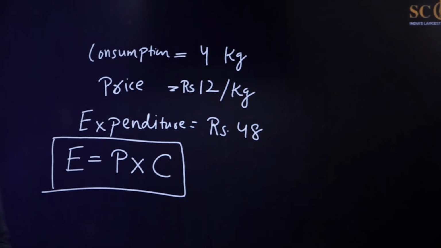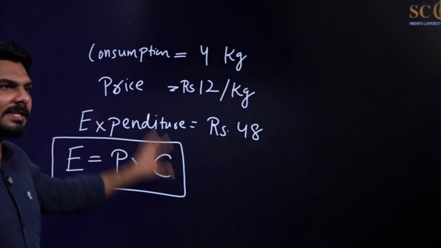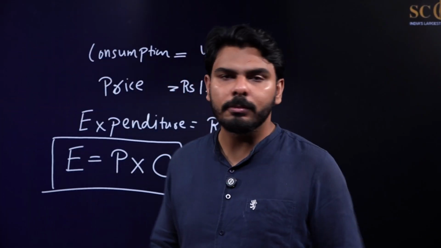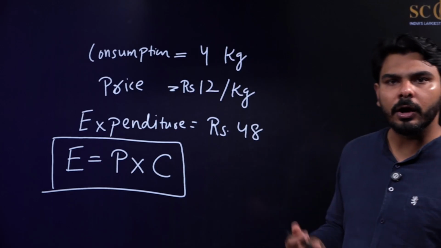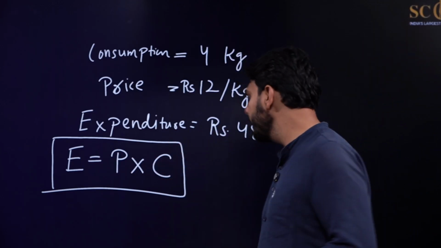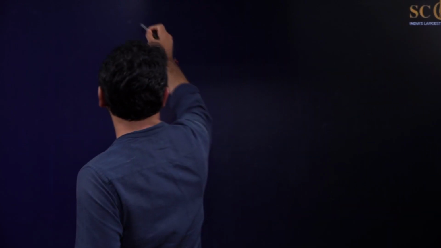Expenditure is equal to price into consumption. This is expenditure, this is price, and this is consumption. Based on it, I'm going to give you some questions. I am going to tell you a concept that is closely related to these kinds of questions. So let us now understand this part: expenditure is equal to price into consumption.